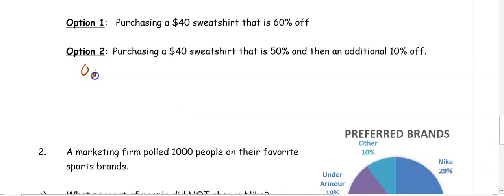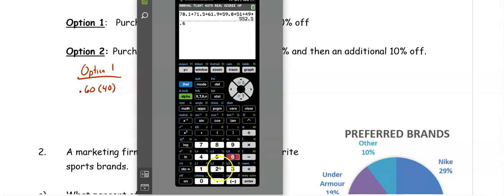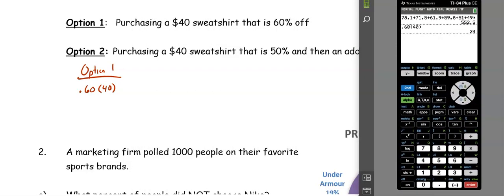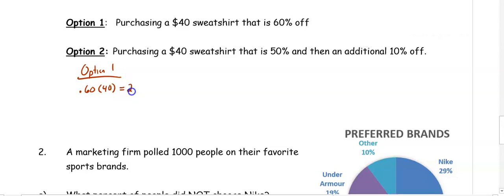So if we do option 1, we're going to take 0.60 and multiply by 40. So 0.60 times 40, and that gets us $24. Remember, that's how much you're getting off the sweater. So we have to subtract 40 minus 24, and that's going to equal $16.